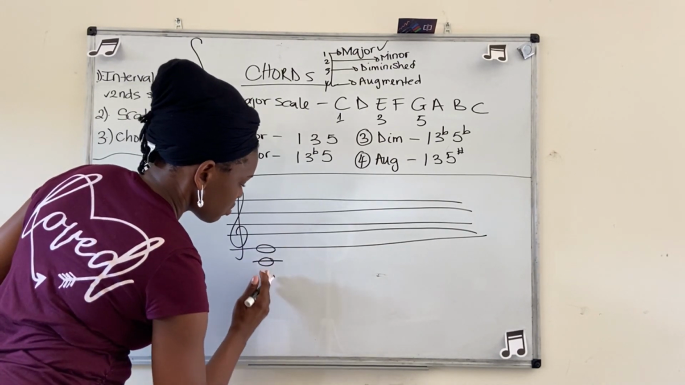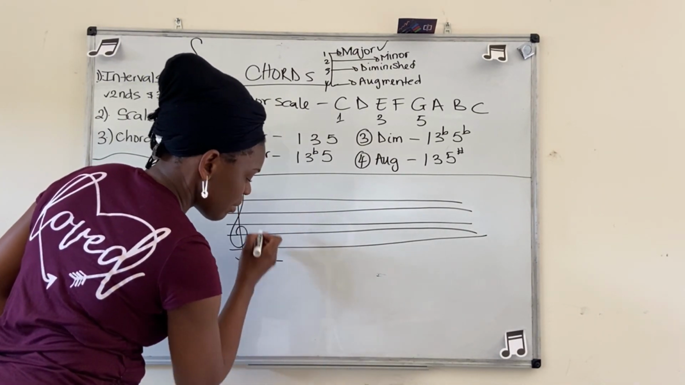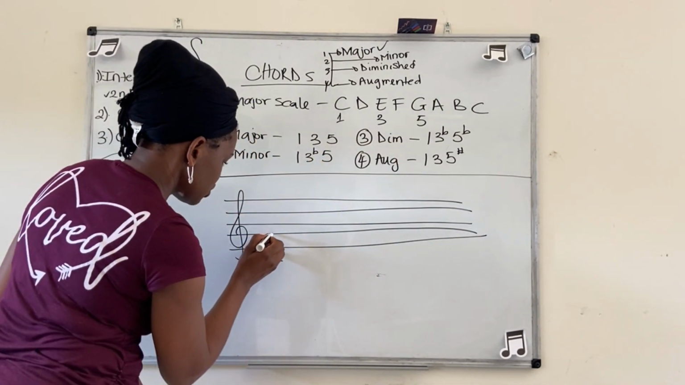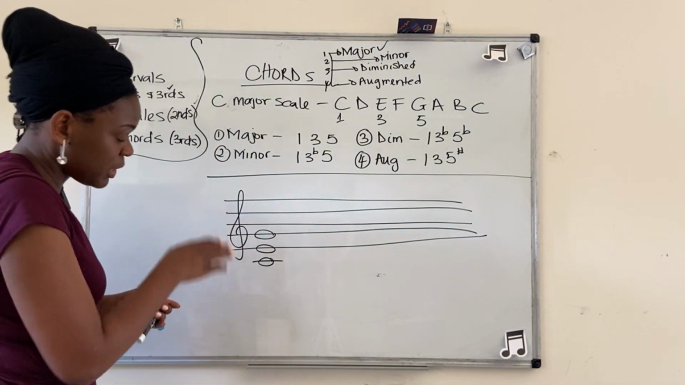They're played together, so I'm going to stack them together. If they were played separately, I'd put them on the next one, like tan, tan, tan. But this is harmonic, so I'm going to put it on the same line. And the next one is 5, G. This is our G.